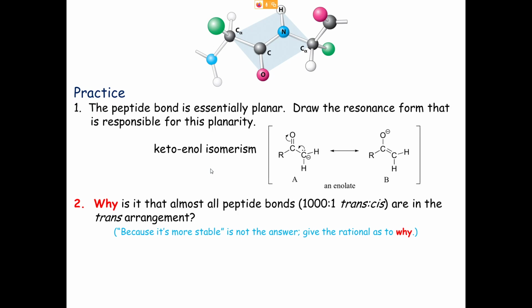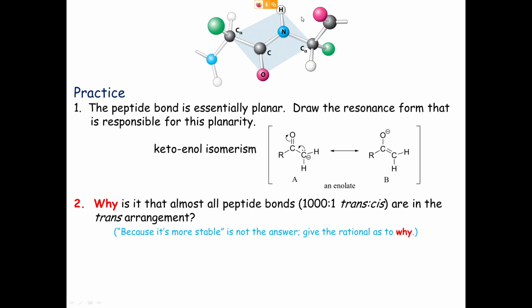So why is a trans arrangement preferred? Does it have to do with nitrogen being an electron donor? No, just why is a trans arrangement in general for a double bond preferred over a cis? Steric hindrance? Or less steric hindrance, right?